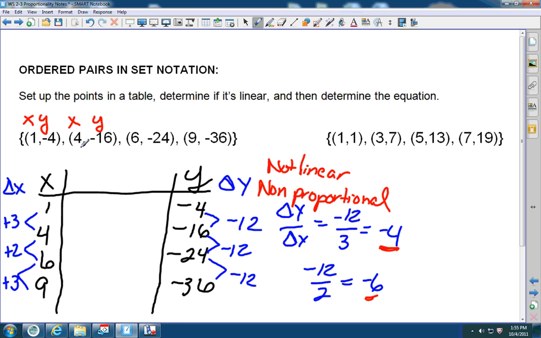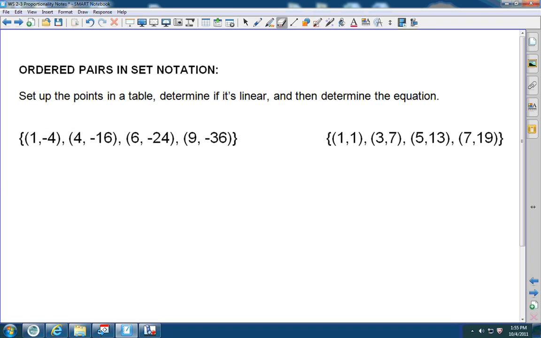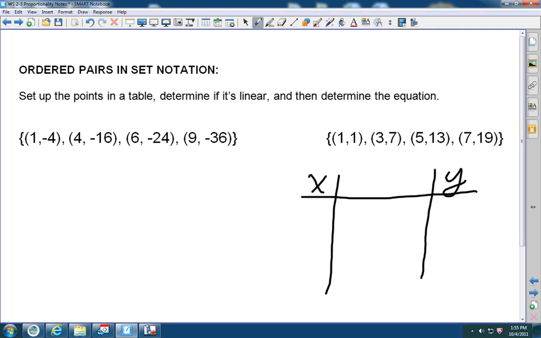Okay, I'm going to erase this. Why don't you write this down in a table and see if you can figure out if it is linear and if it's proportional. So as I go here, I'm going to draw my table. I have x, then y, 1, 1, 3, 7, 5, 13, 7, 19.